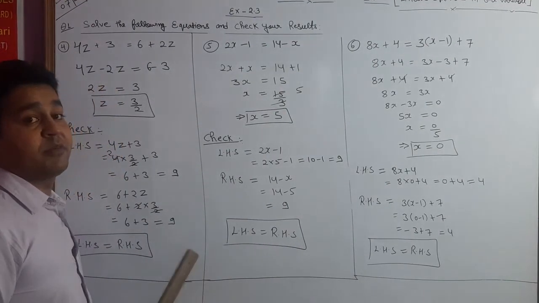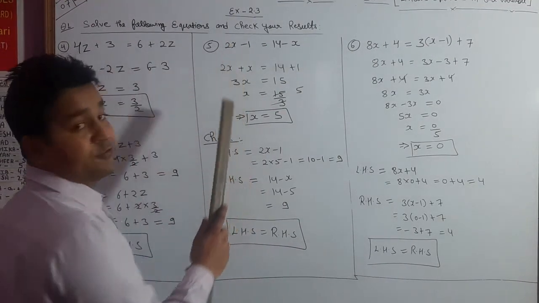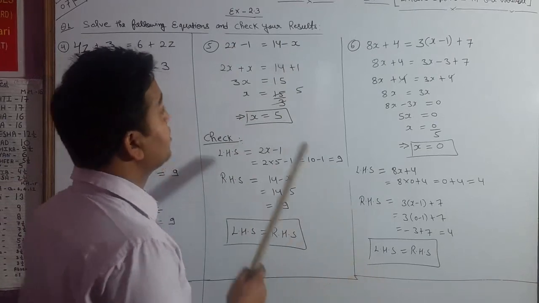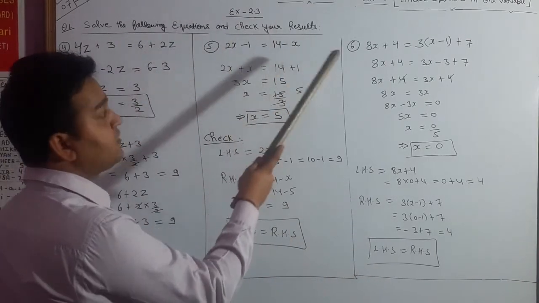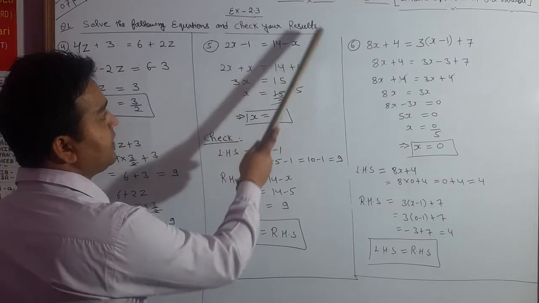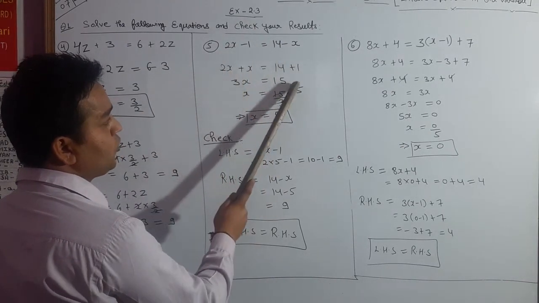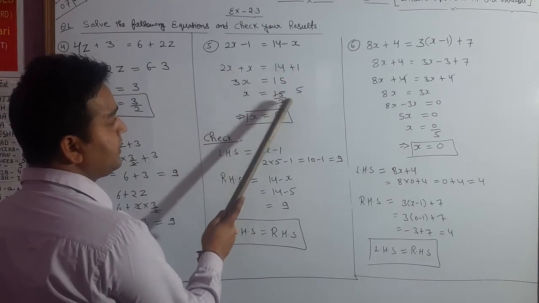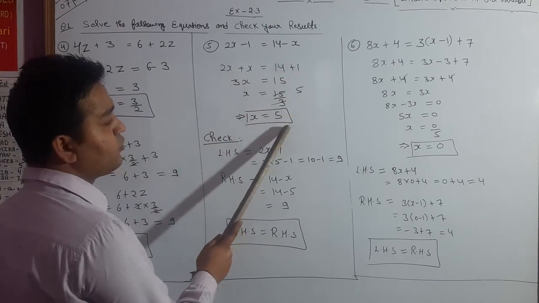Now come on the question number 5. It is 2x minus 1 is equal to 14 minus x. So you have to arrange x one side and constant one side. 2x here, this x comes this side and becomes plus, this 1 goes this side and becomes plus. Now 3x is equal to 15. What is the value of x? 15 by 3. 3 comes this side and divides. Then you get finally 5.